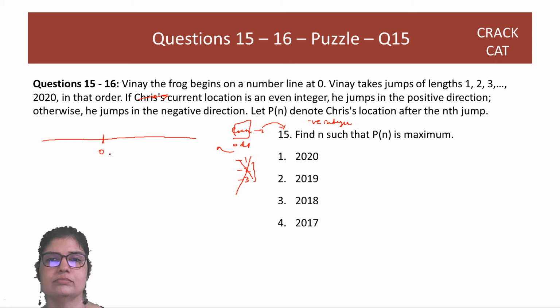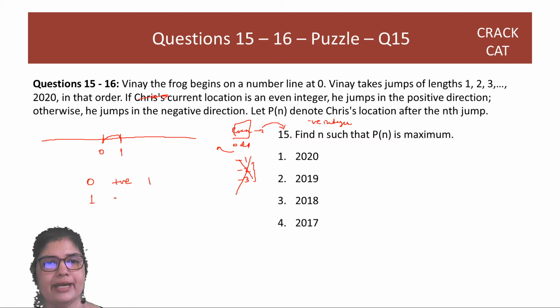is at 0, and the first jump, since he is already at an even number, is in the positive direction. On the first jump he reaches 1. So he starts with 0, because it is even the direction is positive, and he ends at 1. Now he starts at 1, which is odd. Now the direction will be negative. So he will jump back by 2. So he ends up at -1.